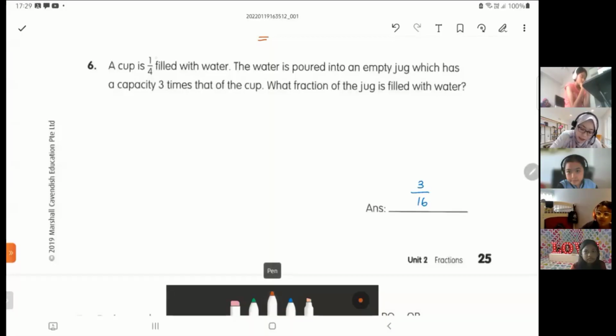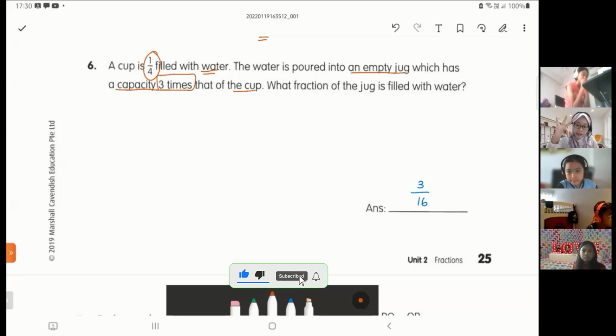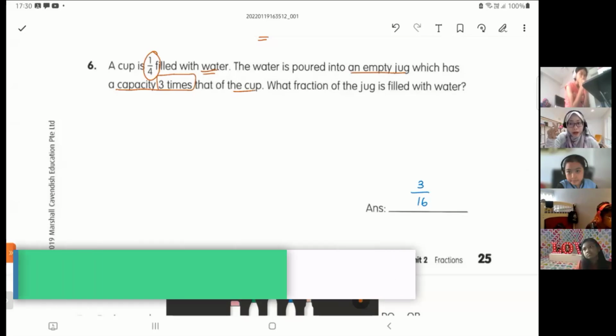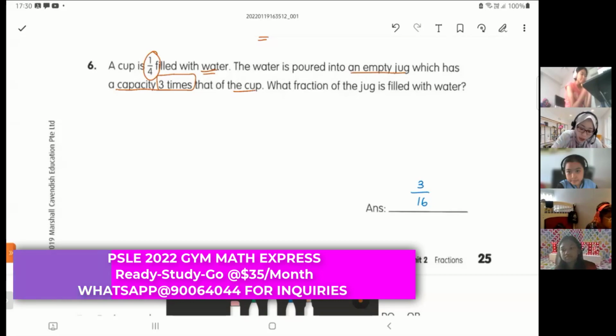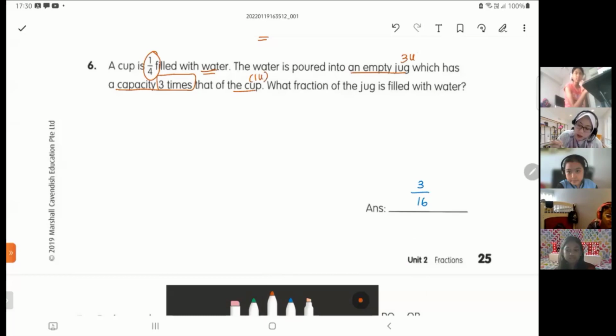A cup is 1/4 filled with water. The water is then poured into an empty jug which has a capacity 3 times of the cup. That's the comparison, right? So you know that the jug versus the cup, the jug has 3 units, the cup has 1 unit, right? From that sentence that you see there. So I just put it first. So the jug is 3 units, the cup is 1 unit. Okay. What fraction of the jug is filled with water?